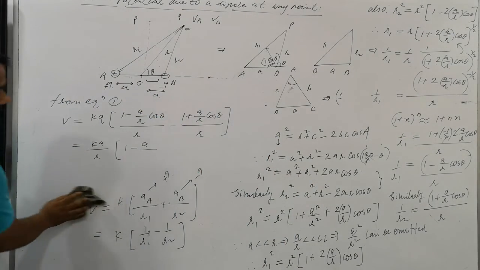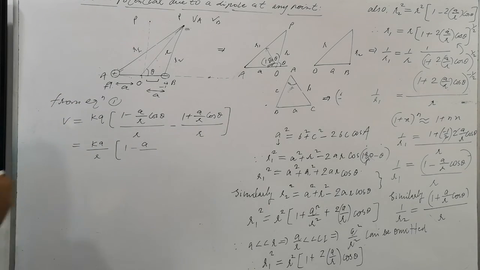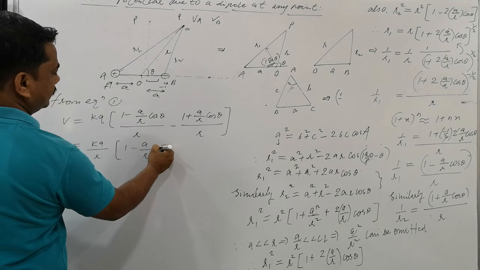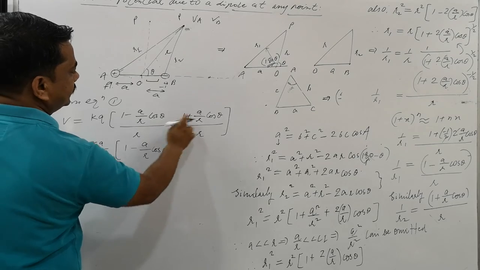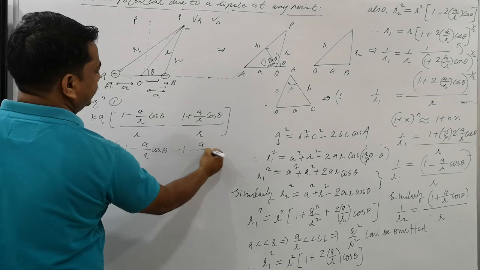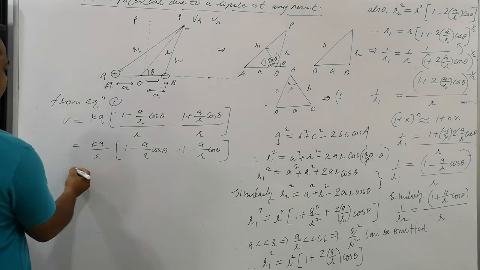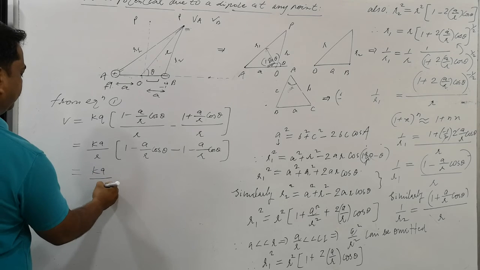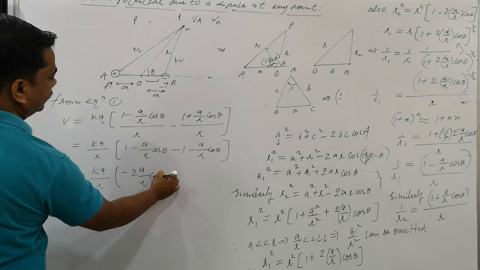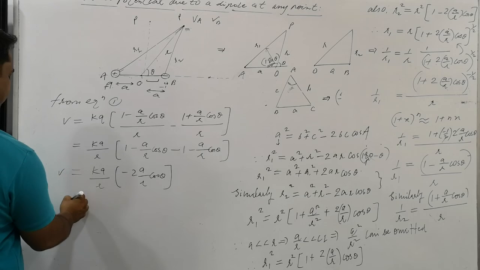Clear? The next is A by R, so A by R cosine of theta plus this will introduce minus minus. It's A by R and cosine of theta. Here, so 1 cancels here. KQ by R times 2 times A by R cosine of theta. These 2 times occurring here.